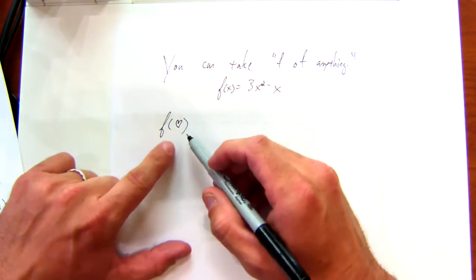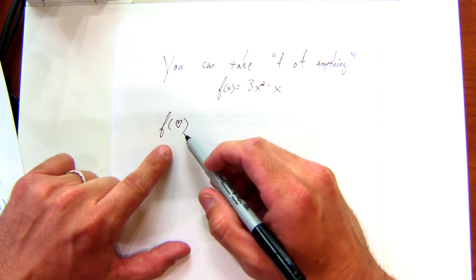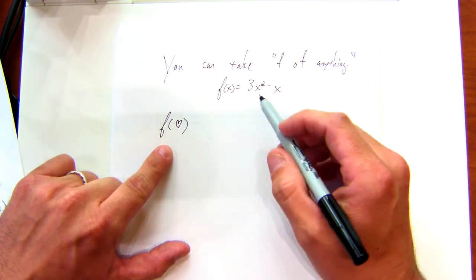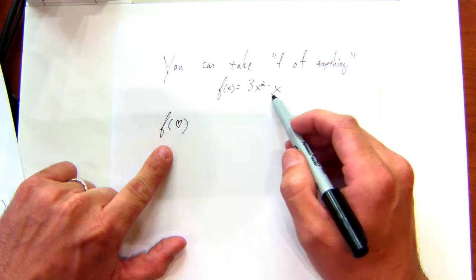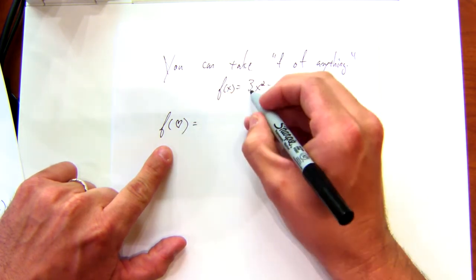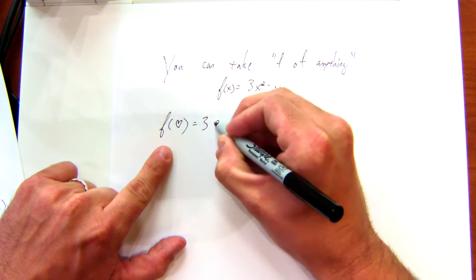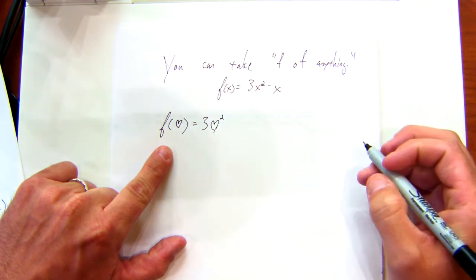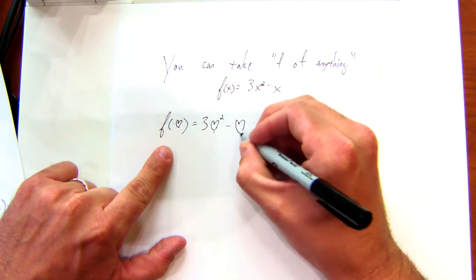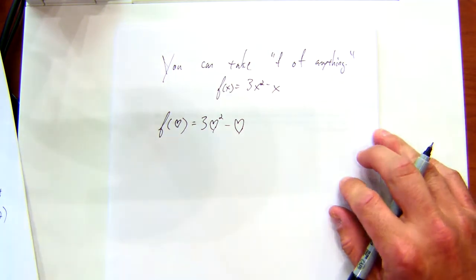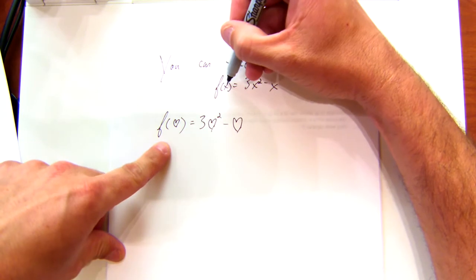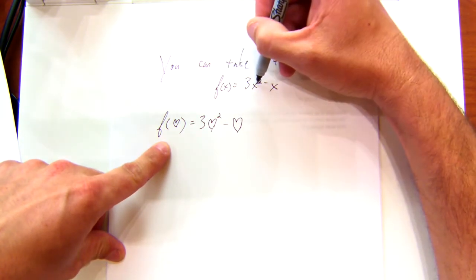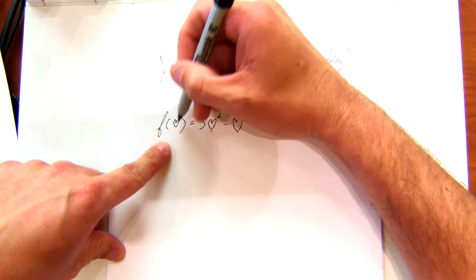What is f of a heart? Well, what's my input to this function? The heart. So all I need to do is use my rule and plug my input into my rule. So this is going to be equal to 3 heart squared minus a heart. That's all I did. I changed my x input here. So for every x in my rule, I changed it to whatever my input was.